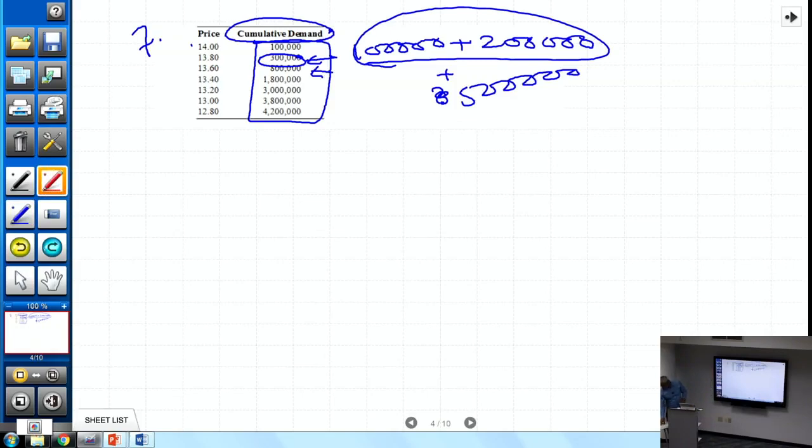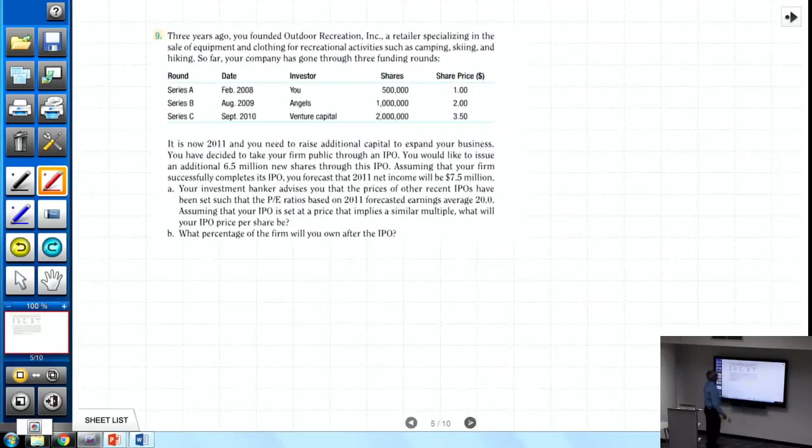What will be the IPO price if there are 1.8 million shares that we want to IPO? If we want to sell 1.8 million shares at the auction price, then we will accept this one as the price, because at $13.40, we clear out a cumulative 1.8 million shares. So that's problem number 7. Let's take a look at problem number 9.